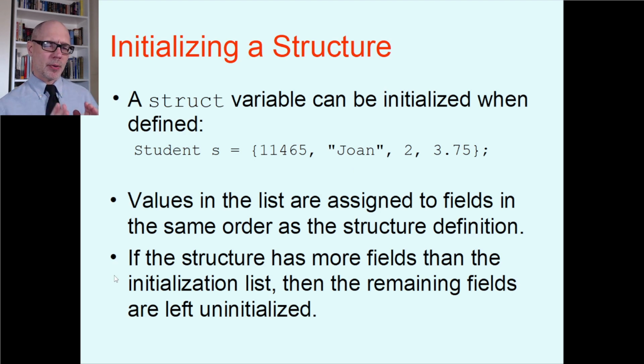Like, what would happen if my initialization had only had 11465 and Joan and nothing else? If the structure has more fields than the initialization list, then the remaining fields are left uninitialized. So in that case, the remaining stuff would have random garbage, right? If I just had the first 2 here, you get a legitimate number in student ID, a legitimate name in name, and then the year in school and the GPA would have random garbage. Okay, and that's fine. Maybe you're doing some calculations and assignments in just a second, and that would be perfectly fine if that's what you were doing.